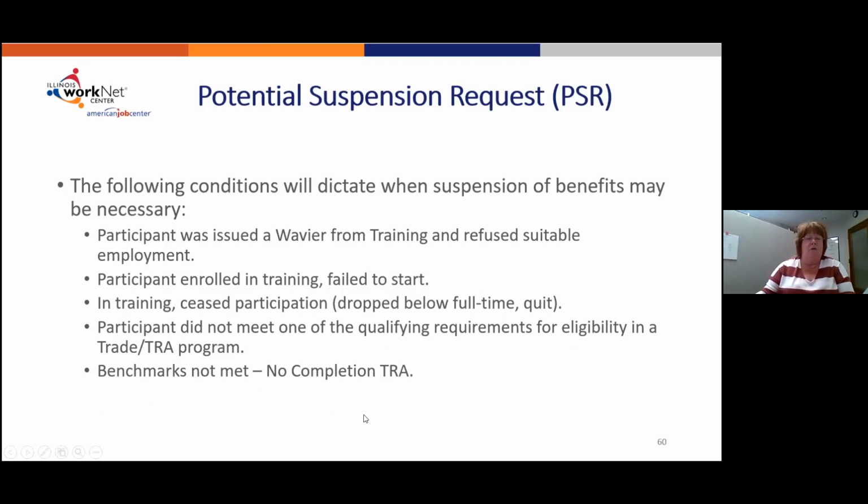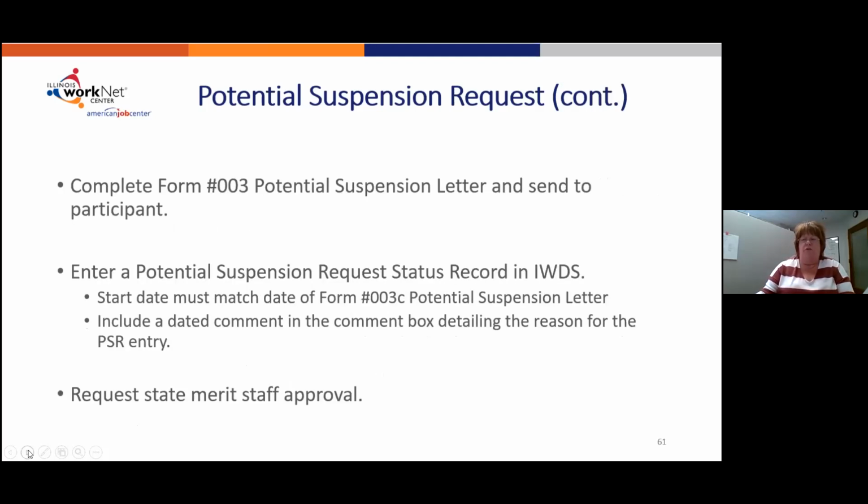Benchmarks were not met, no completion TRA. That is a potential suspension request. They're failing their classes, they can't complete whatever. There's a couple of different things, and we'll cover all these benchmarks and all these reasons at a later training.